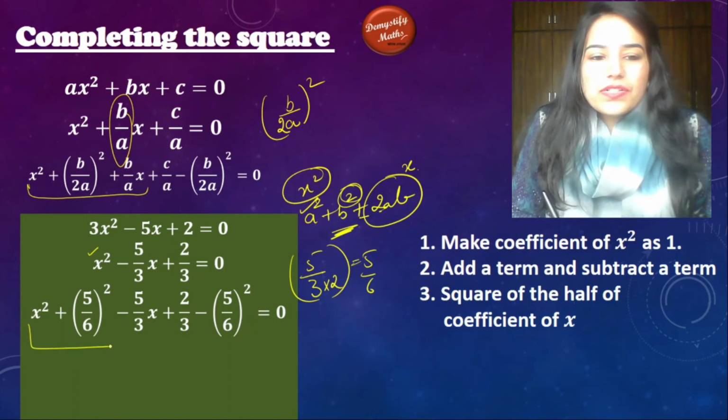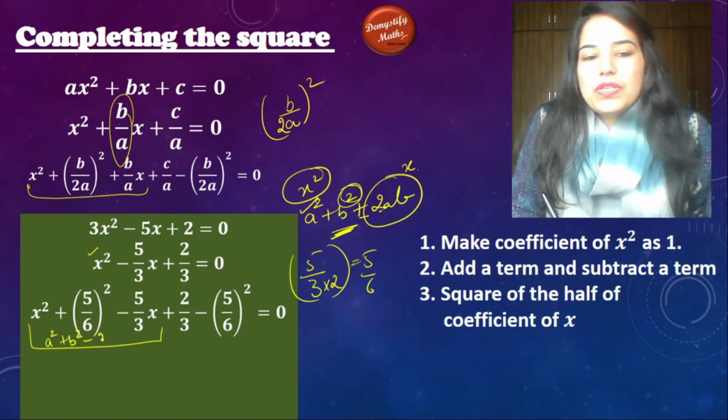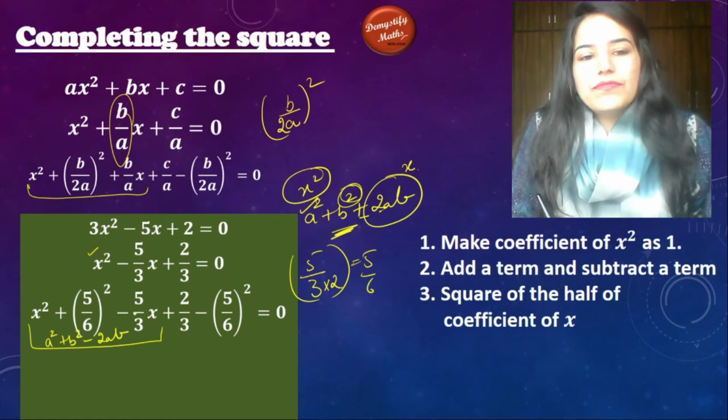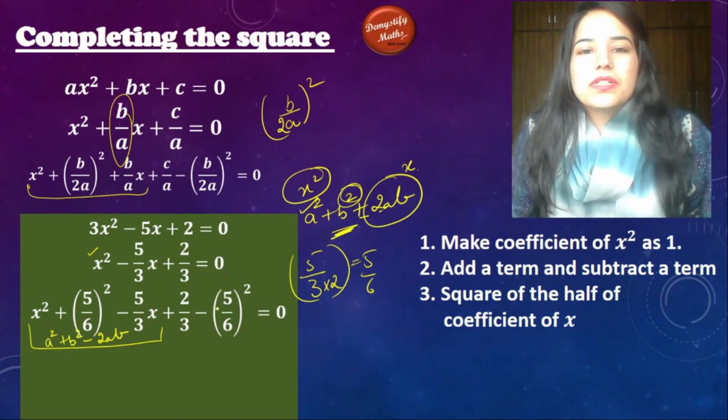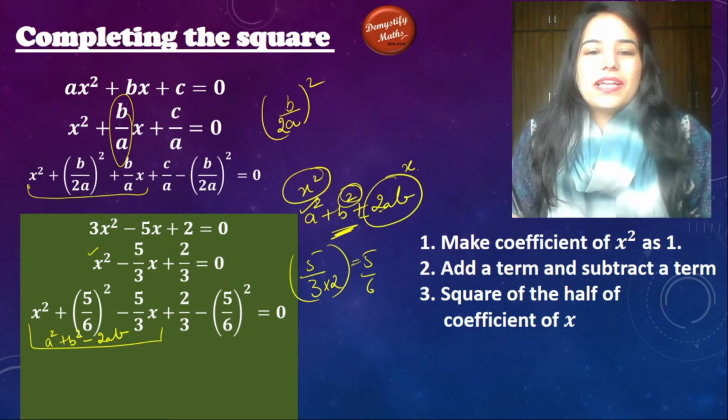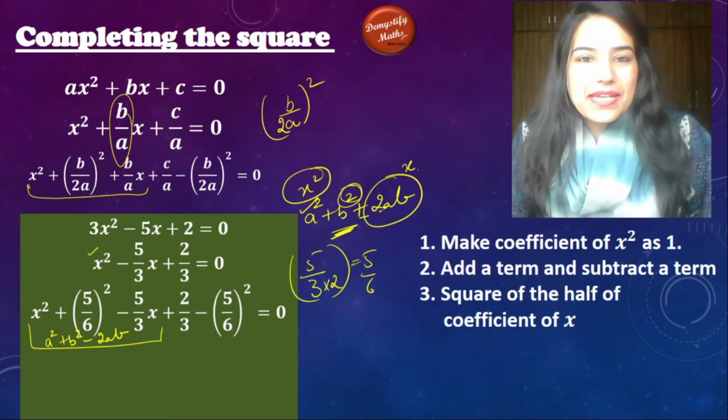Now these first three terms will automatically become a² + b² − 2ab. You can check it for the 2ab term. This is the 2ab term. This becomes a perfect square and the rest all is a constant. They are numbers. They are free from x, right? This is the entire plan behind doing it.